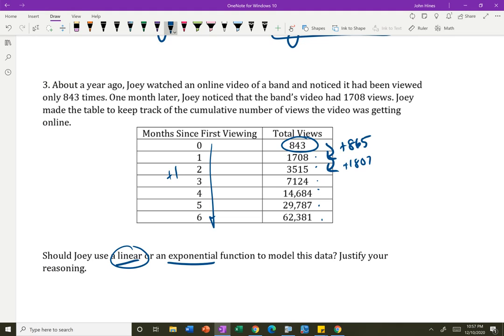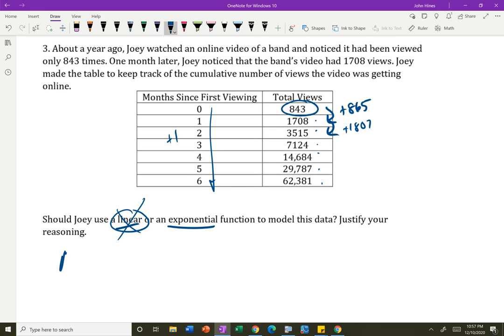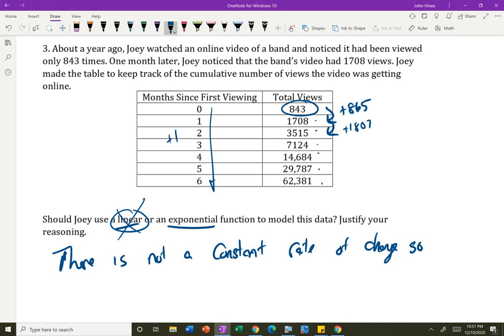Well, I'm going to call it quits right there. It's not linear. There is not a constant rate of change. It's not repeated addition. There's not a constant rate of change. So Joey should use an exponential.